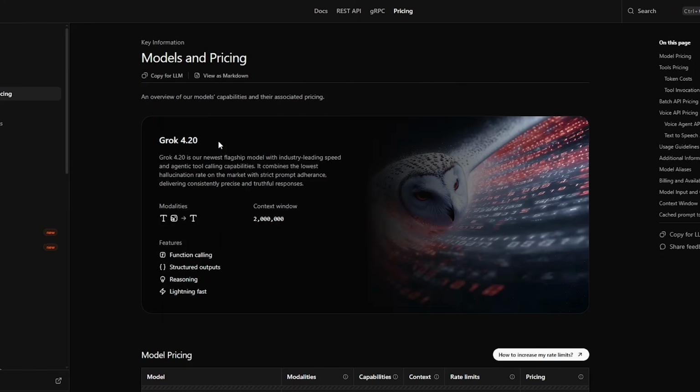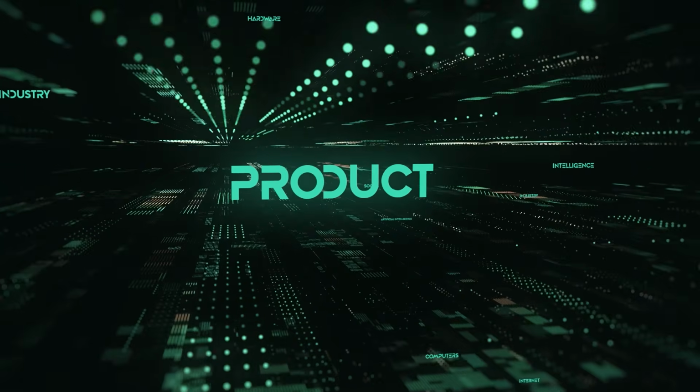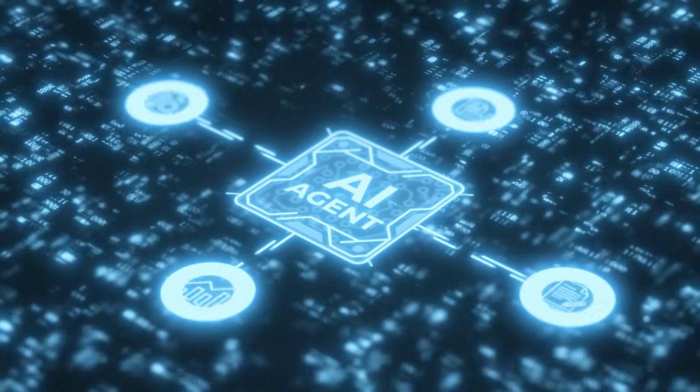On the other side, Grok 4.20 is the model name, and there's also Grok 4.20 Multi-Agent, which is a separate variant designed for orchestrating parallel research tasks. So just keep that distinction in your head as we go through this. Product versus model, single agent versus multi-agent.